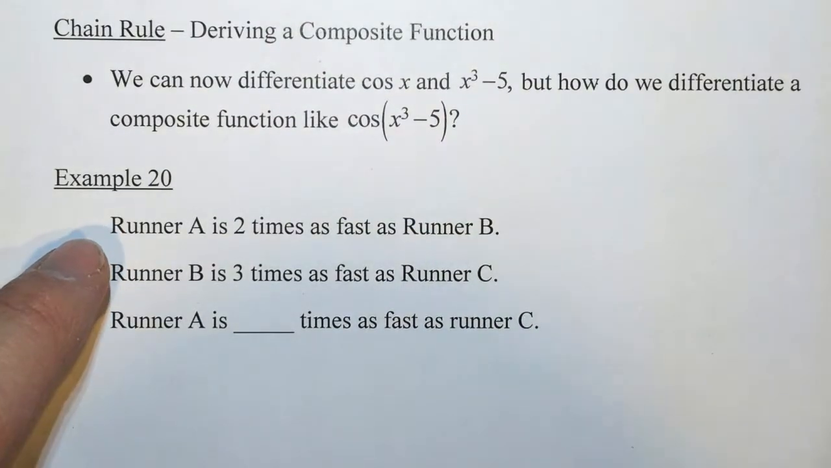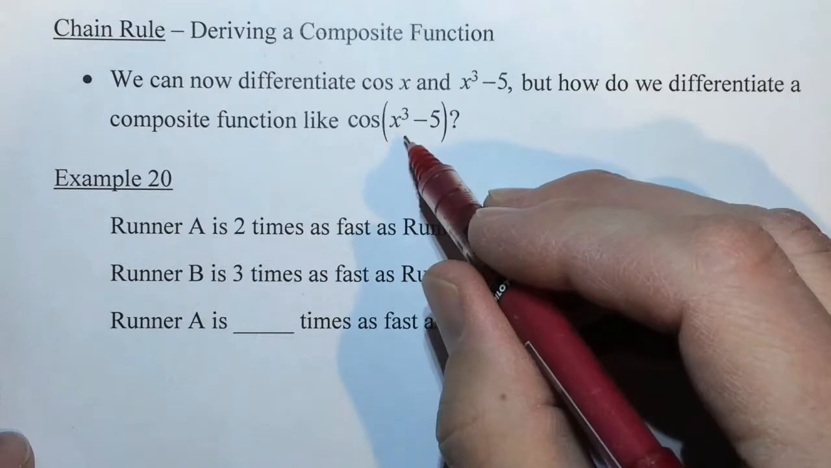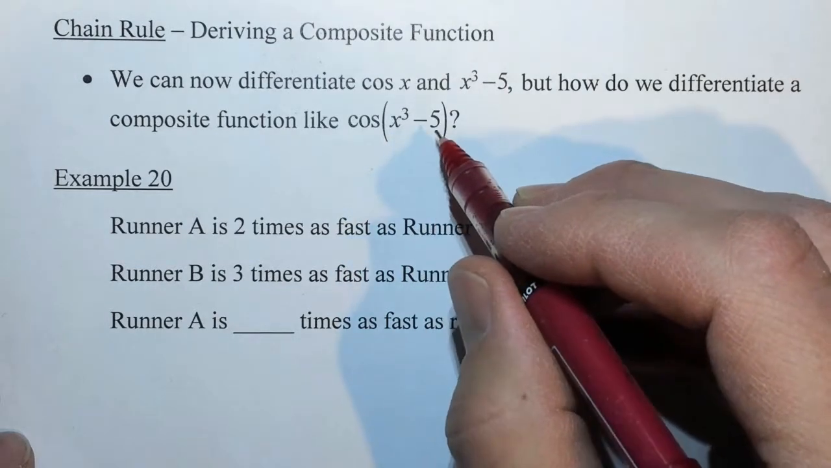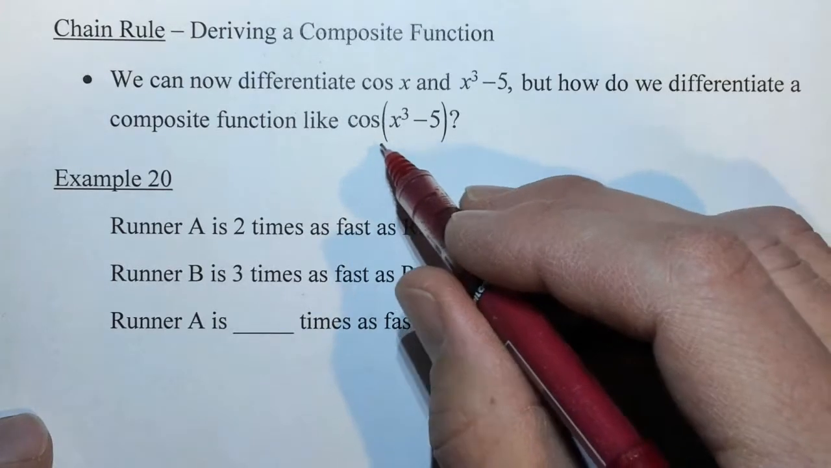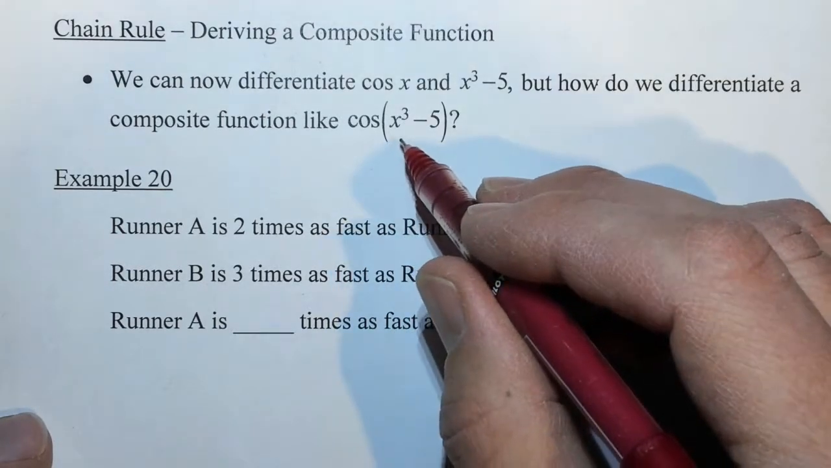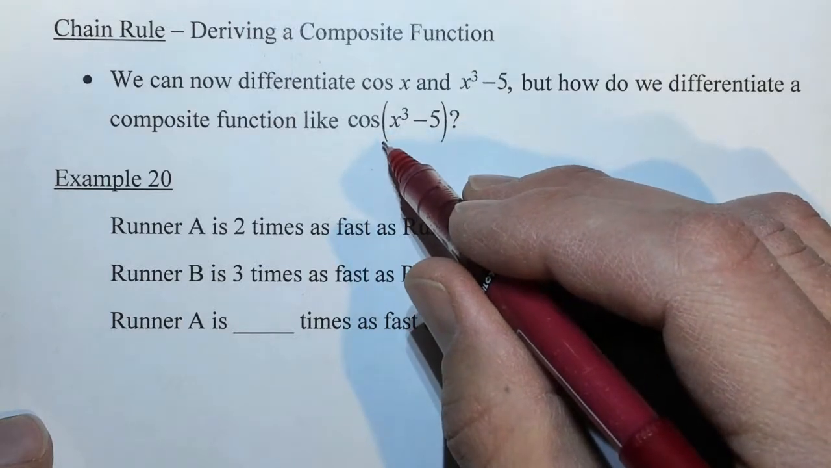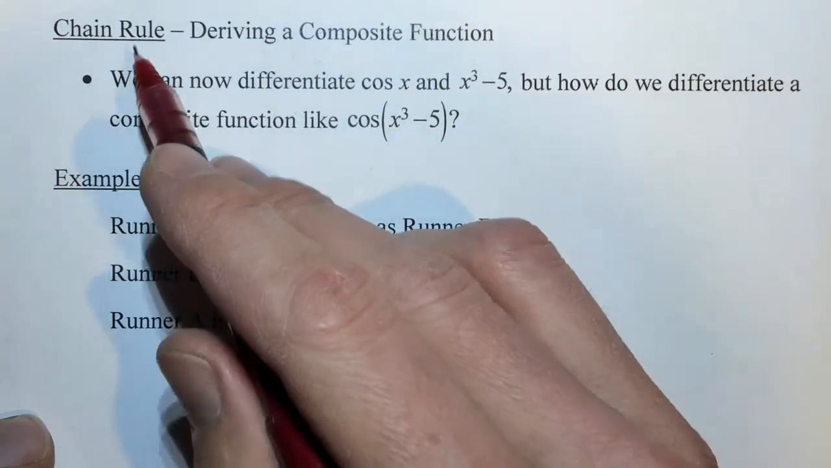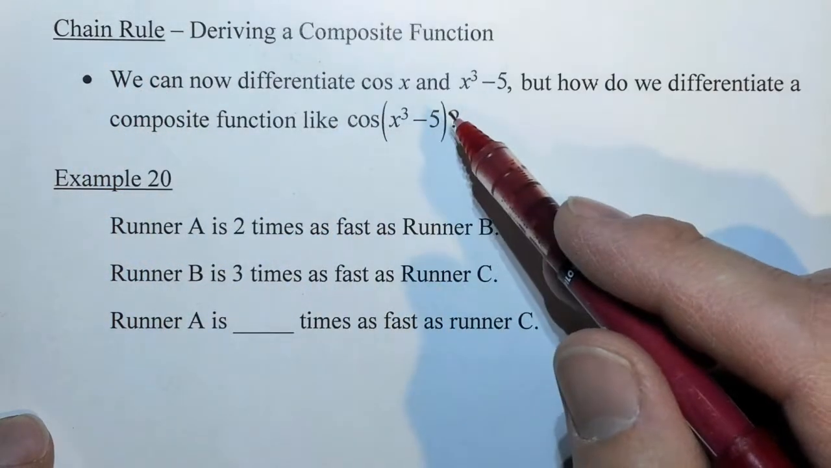For example, the cosine of x cubed minus 5. This is not just the cosine of x, nor is it just x cubed minus 5, but rather it's the composition of the two. These functions are extremely common in the world, and yet we need to know how to derive them. The chain rule is going to do that for us. So how do we go about with the chain rule?